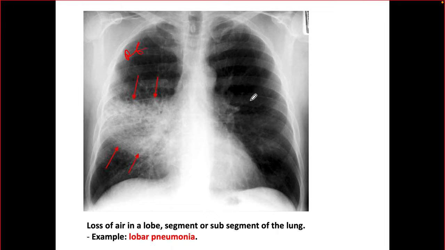So again, this is the right lung. The left is good, maybe, kind of. But look at the right. This is the superior lobe. This is the middle lobe. This is the inferior lobe of the right lung. So where is the infection? Where is the fluid? It's in the middle lobe. Yes, lobar pneumonia, exactly in the middle lobe of the right lung.